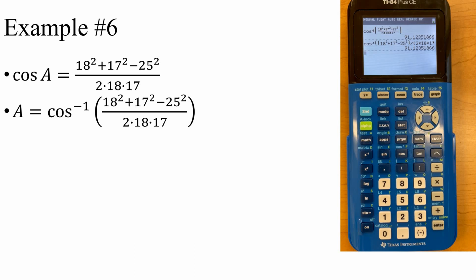Same thing with all the other ones. None of us would have a true intuitive sense for this. So you have to be very careful with how you type into the calculator. If you mistype things, you're going to run into some issues.